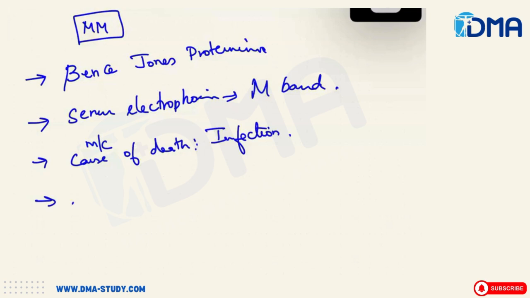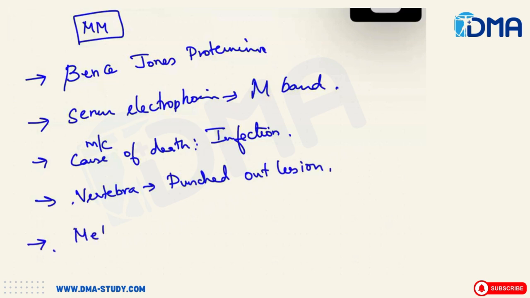In the vertebra, what was the feature of multiple myeloma? You will have something called the punched out lesions. What is the type of calcification that is seen in multiple myeloma? It is metastatic calcification. Metastatic calcification is the one which is seen in multiple myeloma.